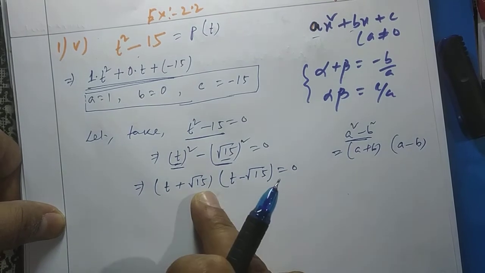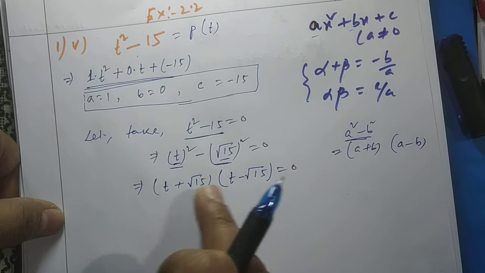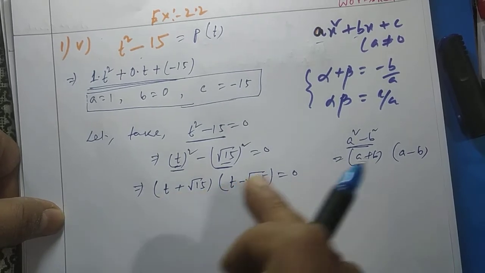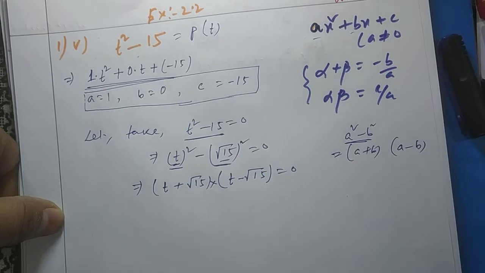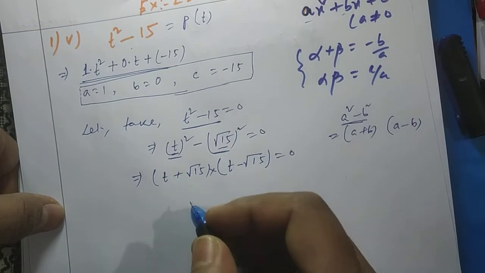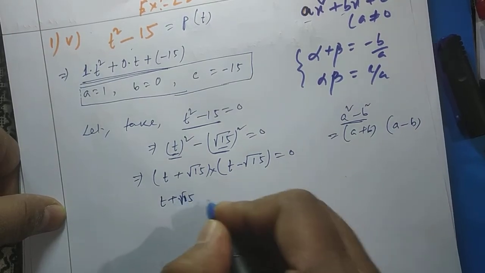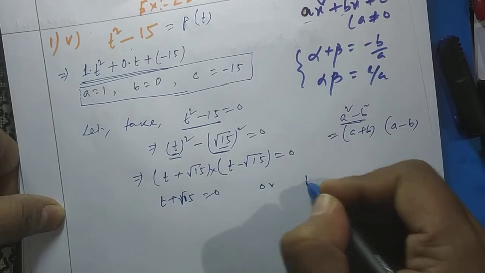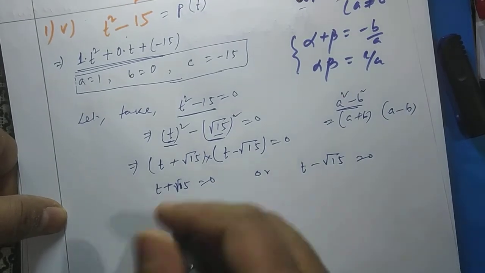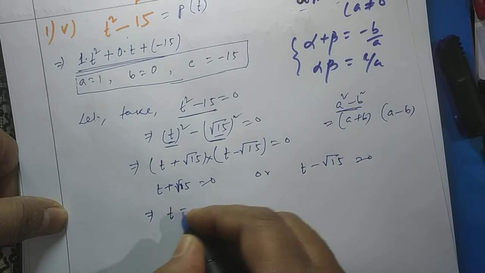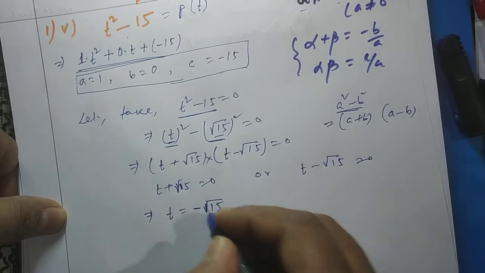Means (a + b)(a − b). In this way we have factorized. We have got two linear factors on the left hand side, multiplied and equal to 0. So we can say either the first factor is 0 or the second factor is 0. Now from here we can say t = −√15.